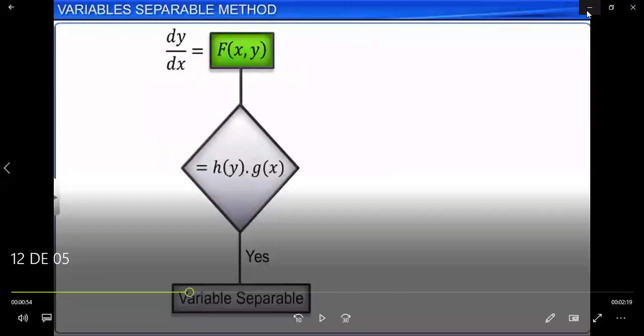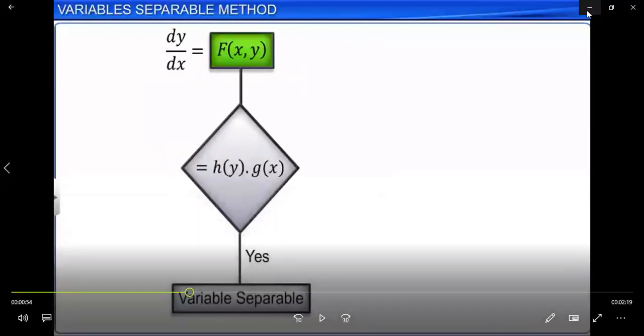As you can see in this flow diagram, the differential equation dy upon dx is equals to f of x comma y is a function of two variables altogether. If somehow we can split this function into two different functions, h of y and g of x, which are functions of two different variables, then in this case we can apply the variable separable method.